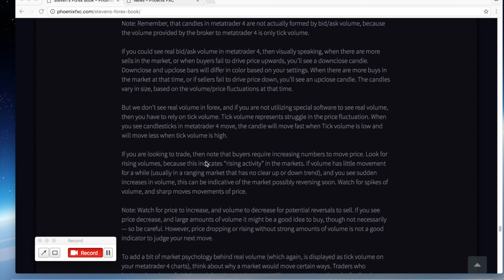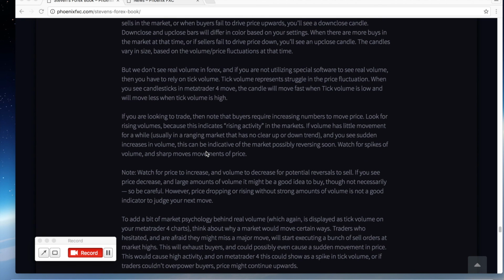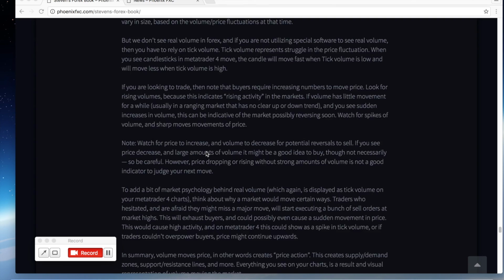When there are more buys in the market at that time, or if sellers fail to drive price down, you're going to see an up close candle. That would be a green candle for my colors, at least. The candles vary in size based on the volume or price fluctuations at that time. But since we don't see real volume in Forex, if you're not utilizing special software to see the real volume, then you have to rely on tick volume. Tick volume represents, like I said earlier, the struggle in the price fluctuation. When you see candlesticks in MetaTrader 4, the candle will move fast when tick volume is low and will move less when tick volume is high.